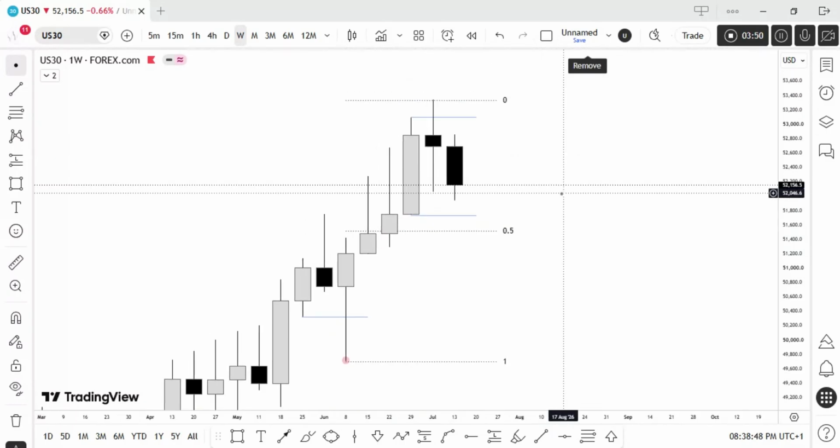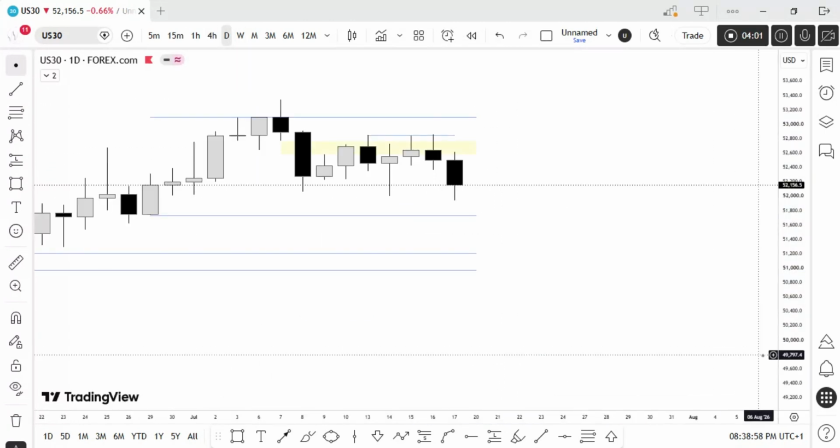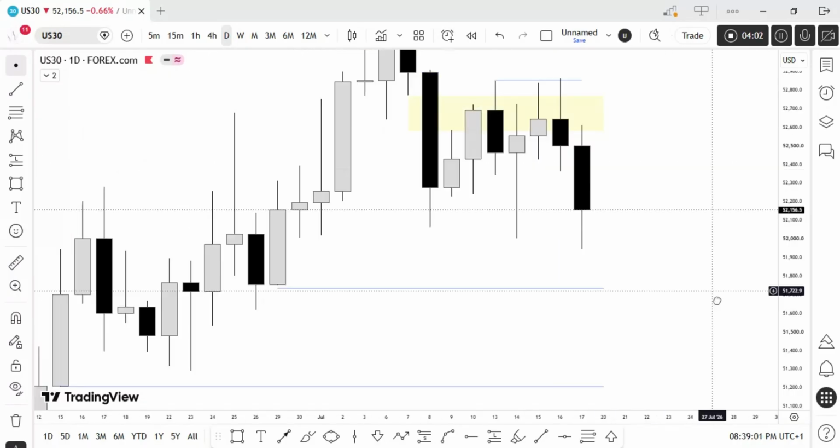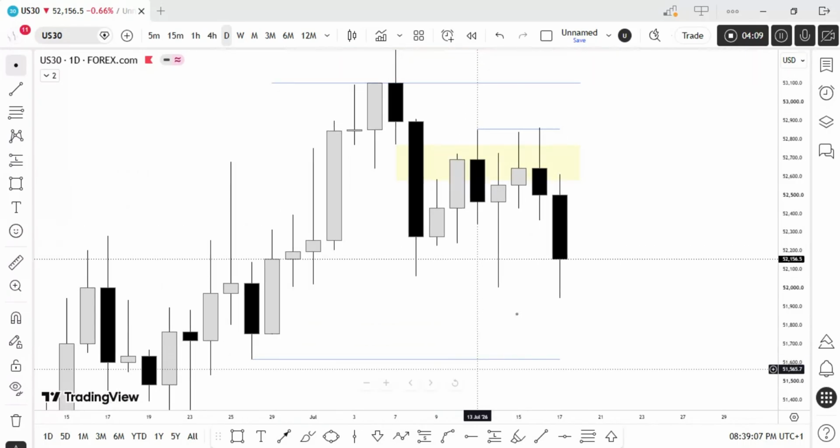So what am I looking at for this week? This week I'm looking for an opportunity to sell down to this recent low on US30. Let's go down to the daily time frame, because the daily time frame is where you get your immediate trade for the day. Now on this daily time frame, this is our external liquidity.